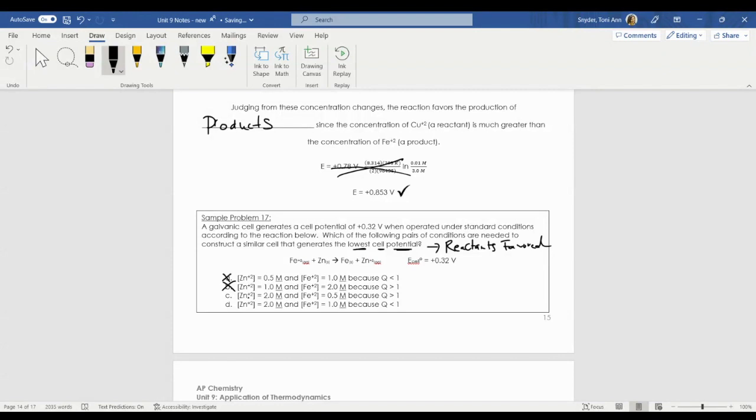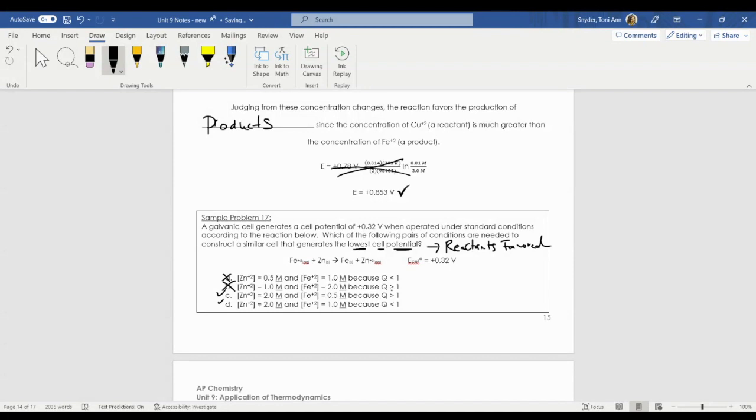Next two, so I have zinc plus 2. My zinc solution is 2 molar. And my iron solution is 0.5 molar. That works. This is an option. And this last one is also an option because you'll see my zinc solution is 2 molar and my iron solution is 1 molar. So this is also an option.